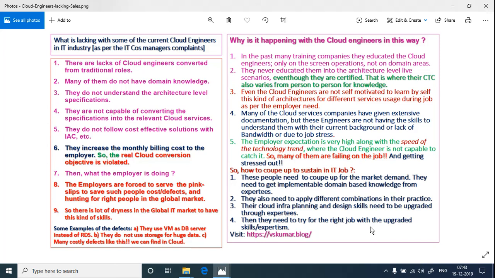Obviously, if they are in a situation heading towards failure, they need to take these kinds of decisions. They need to learn from domain knowledge where to implement these things and how many combinations they can be used in.